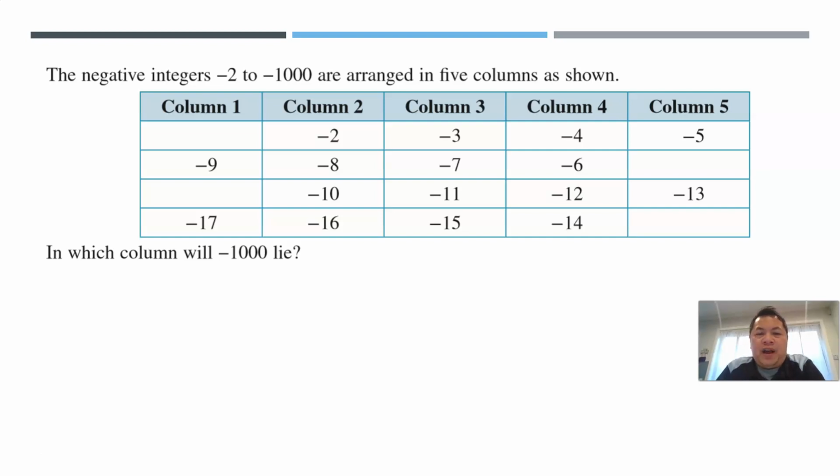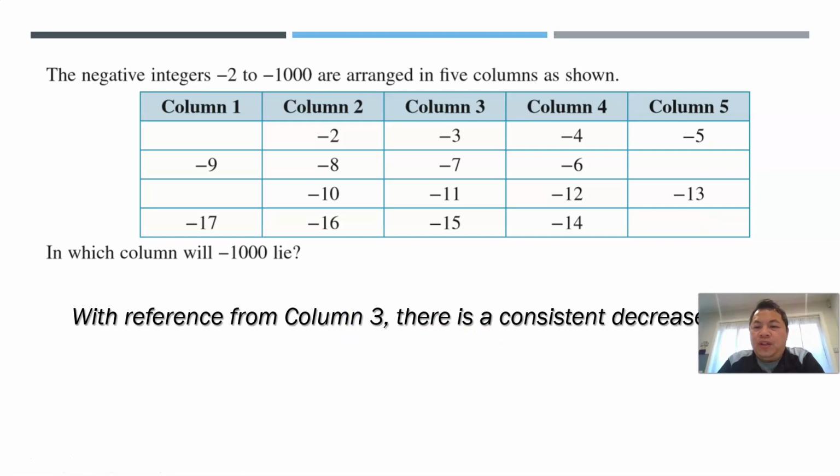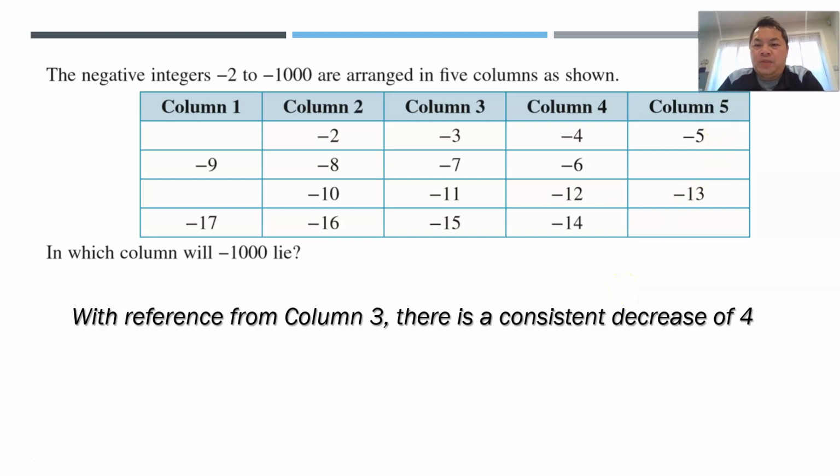So now I can actually see a pattern here. Can you see it? Actually, it's a minus 4 pattern. See, minus 3, minus 4, you get minus 7. Minus 7, minus 4, you get minus 11. Minus 11, minus 4, you get minus 15. Okay, so as you can see, in column 3, there's a consistent decrease of 4. Okay, that's what I observe.